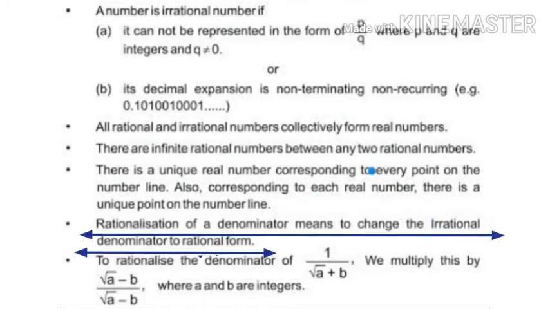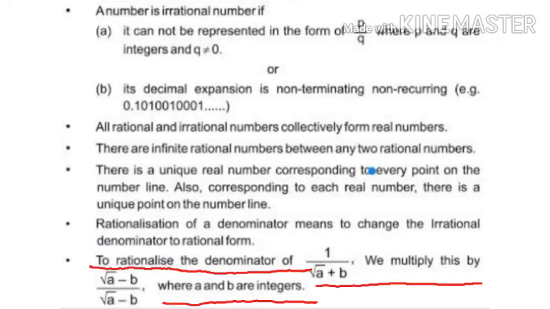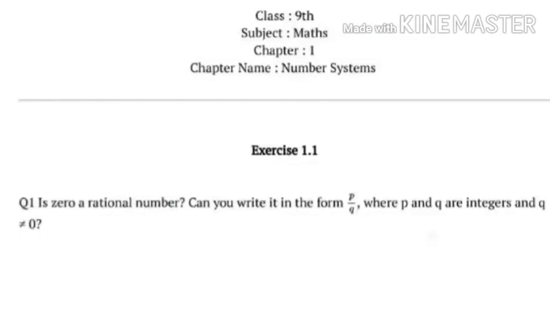And next is rationalization. Rationalization of a denominator means to change the irrational denominator to rational form. We can rationalize the denominator of, suppose, 1 by root a plus b. Then we can multiply this by the conjugate of root a plus b, where a and b are integers. We can just multiply it with the conjugate, that is root a minus b by root a minus b, to rationalize the denominator or rationalize the irrational number. We'll learn all this in this exercise. So let's start the exercise.